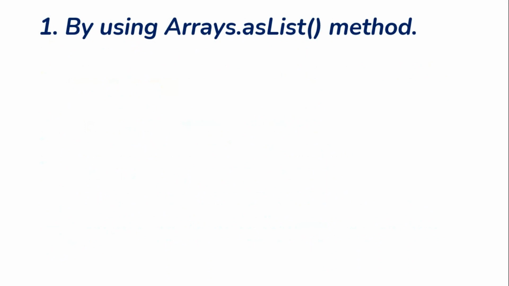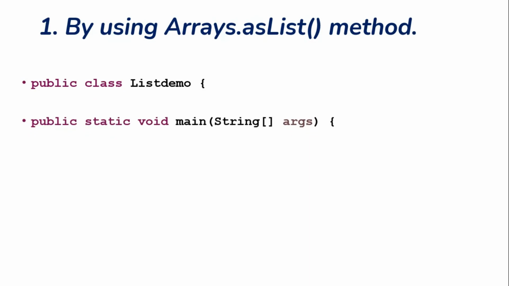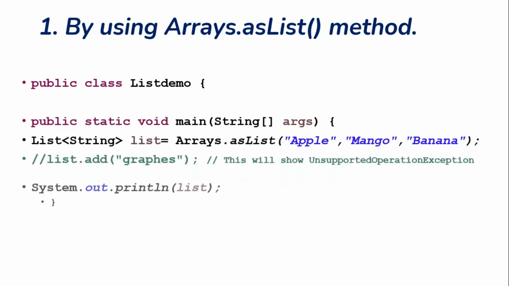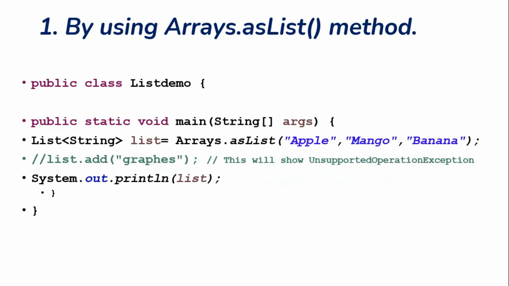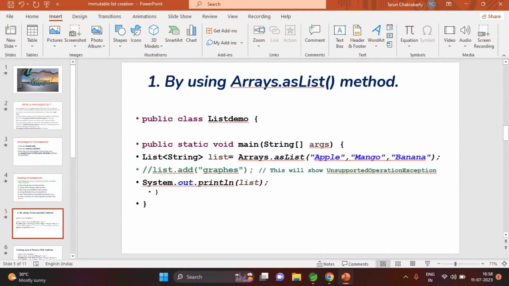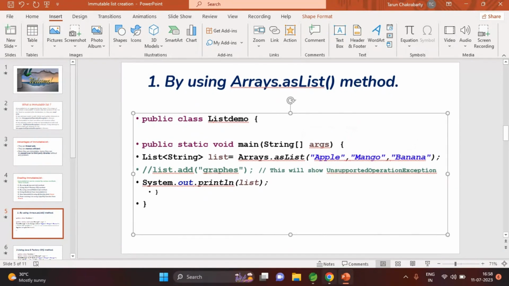So here I have given some code snippets to understand the concept, like using the Arrays.asList method. Parallelly we can also do the practical for it. Here is a class, public class ListDemo, public static void main, List Arrays.asList apple, mango, banana. So here I have created a list using the asList method, and we can check this also.